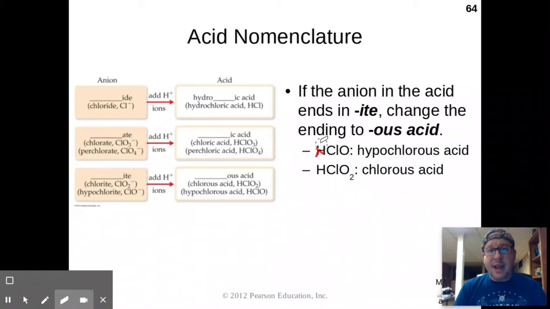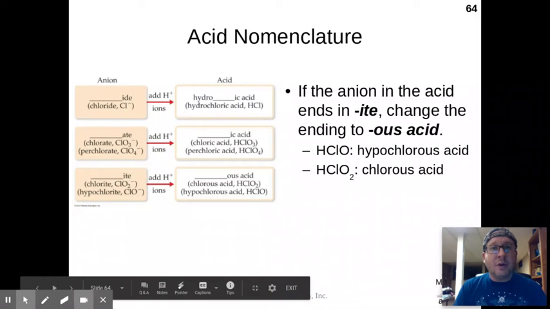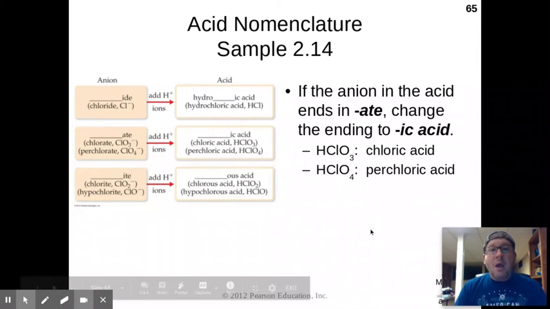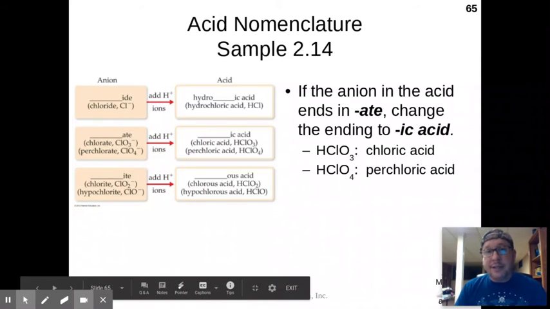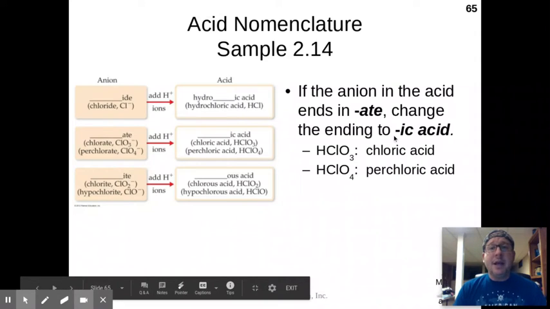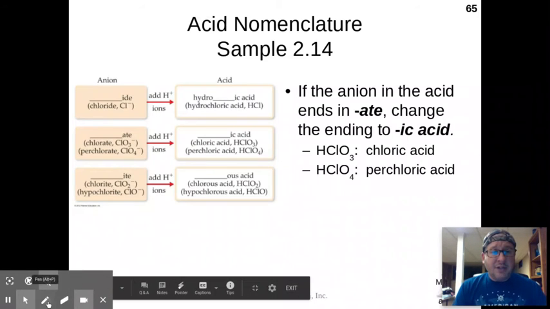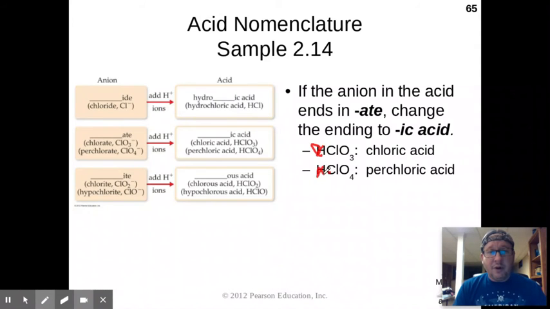Now, what happens if we have an anion that ends in ATE? You probably already guessed it, but we have some changes that we're going to make here as well. Not a lot, though. Sticking with chlorate as our anion here, anytime we have an anion that ends in ATE, we replace the ATE with just simply IC acid. Pretending the hydrogens aren't there, here we have the chlorate anion, ClO3. Remove that ATE ending, replace with IC acid, and you get chloric acid.